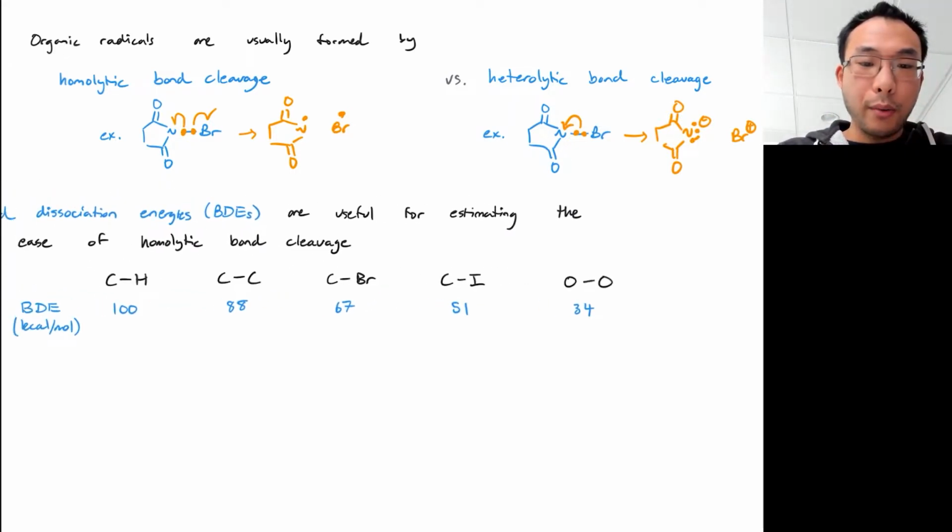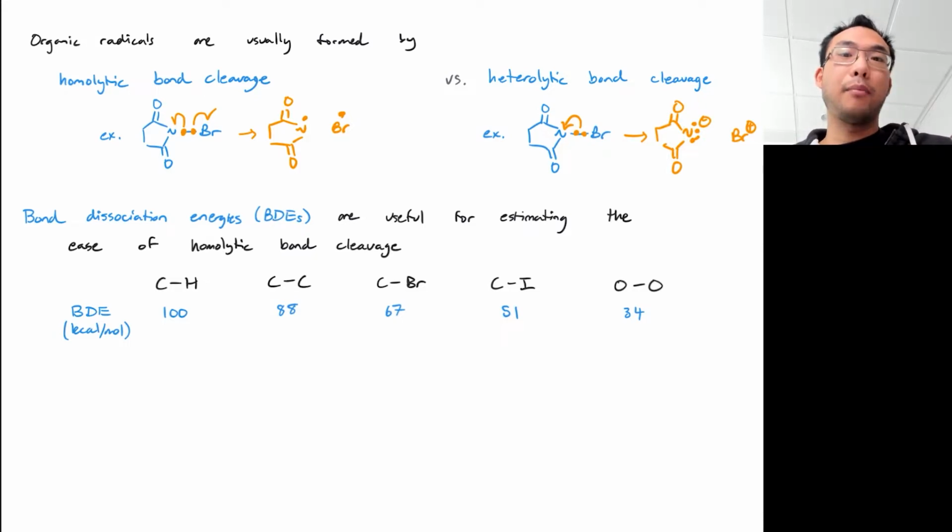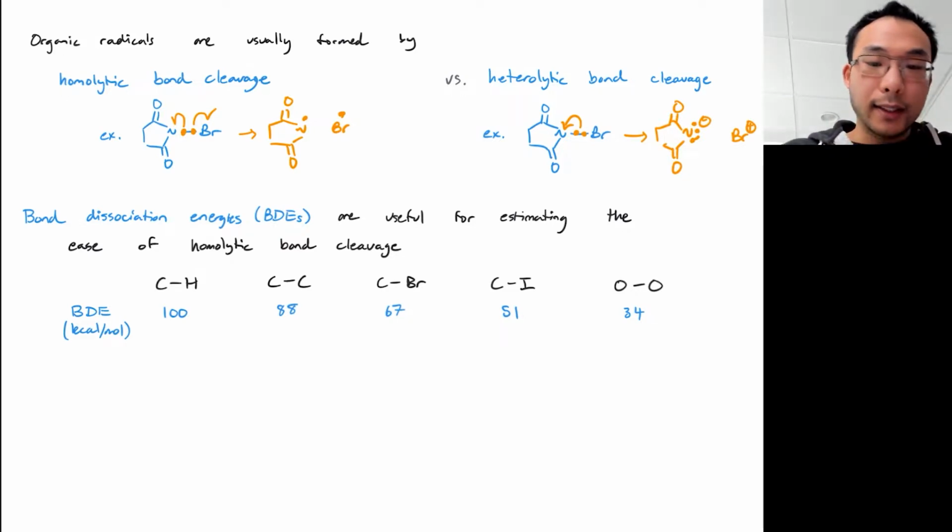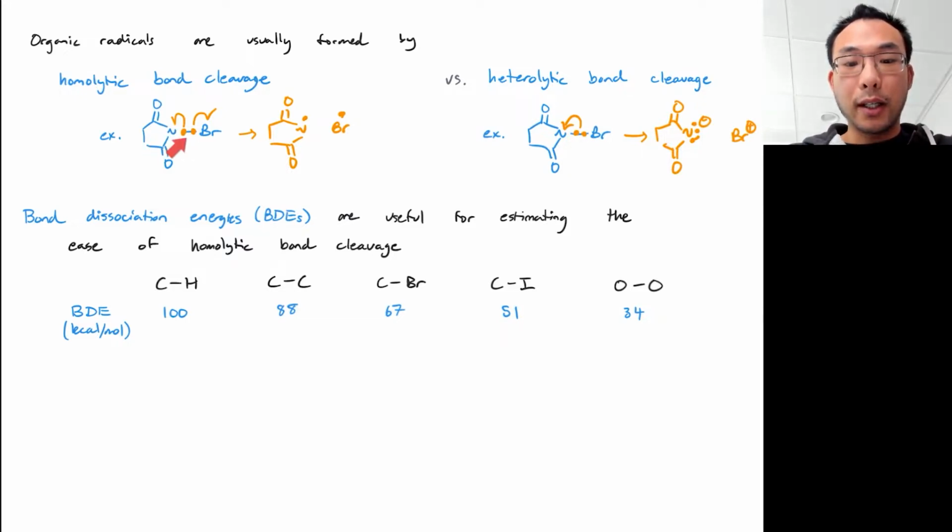And one way we can estimate this possibility is to look at bond dissociation energies. We, in the past, have probably seen bond dissociation energies as a way just to talk about bond strength. It turns out that these bond strengths are defined as this process right here. So the amount of energy it takes to break apart a bond homolytically, not heterolytically. And so that's important to keep in mind because these numbers are a little bit more useful for thinking about radical reactions than they are for thinking about ionic reactions.